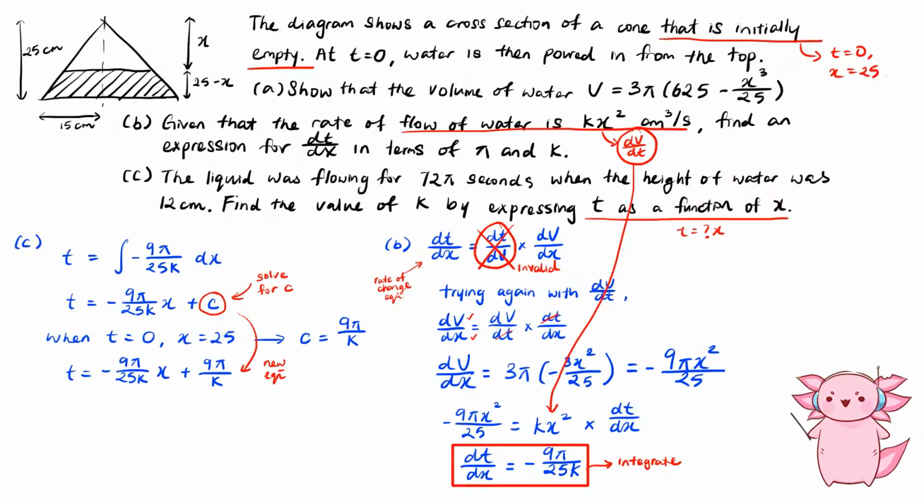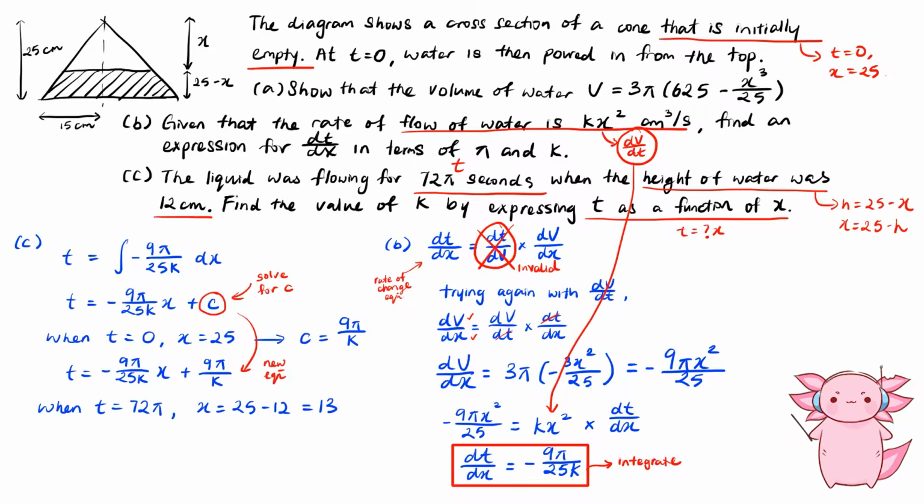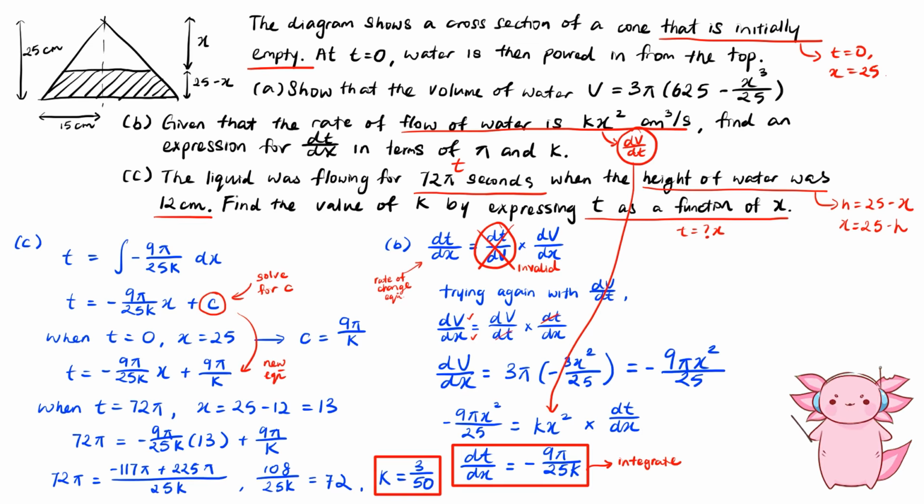Okay, now let's try to solve for the value of k. So when t is equals to 72 pi, the height is 12, which is 25 minus x, so x is equals to 13. Now putting these two values inside, we can finally solve for the value of k to be 3 over 50 over here.